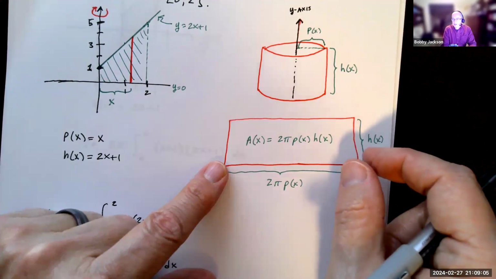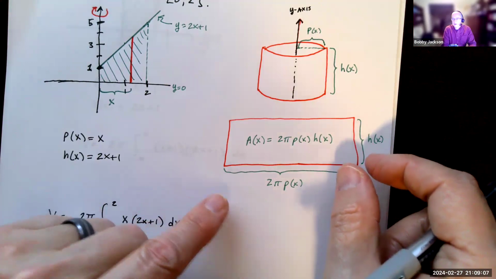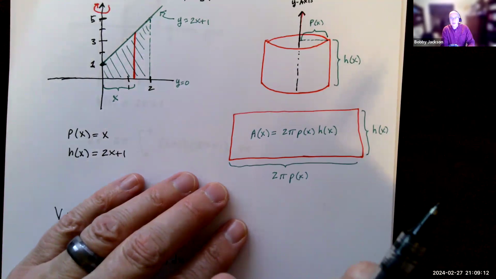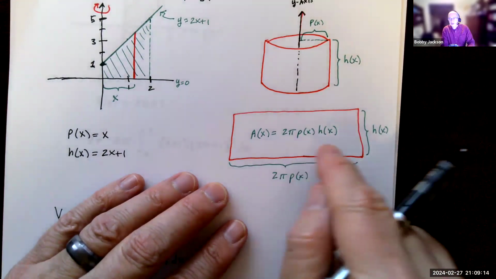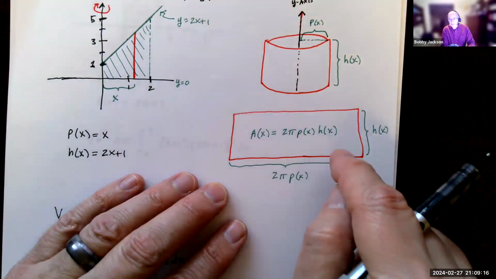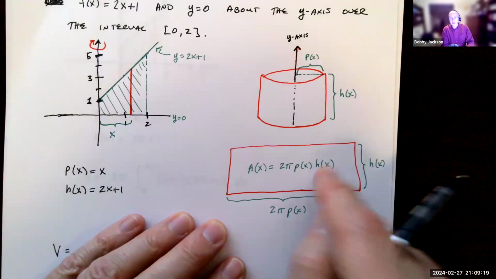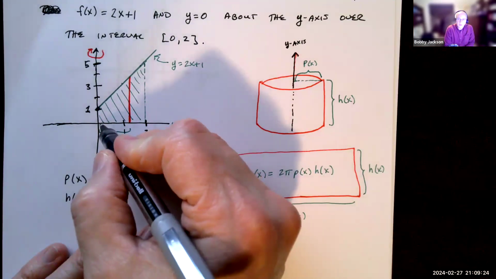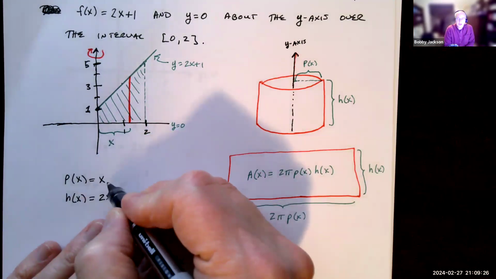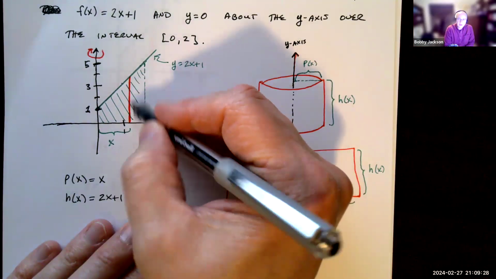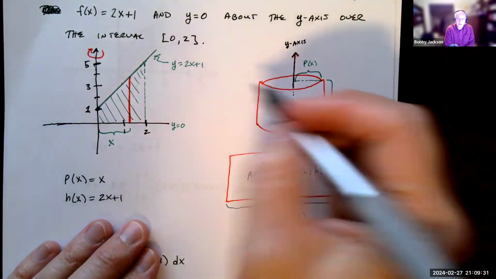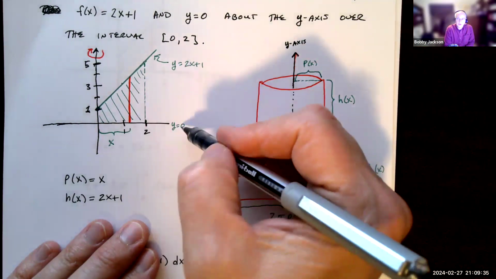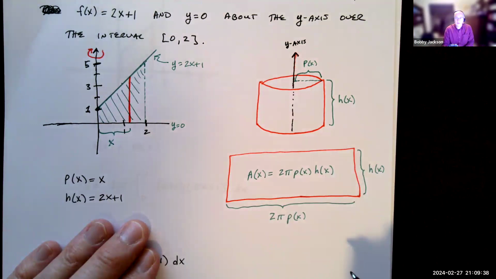Of course, there is some thickness to the shell. It's really a slab. So we have a delta x, which will become our dx. But we're just going to integrate this cross-sectional area. Now, what is p of x and h of x in this particular problem? Well, the distance from the y-axis to the rectangle, that's x. So p of x is just x. And the height of this rectangle is h of x, going from y equals 2x plus 1 down to y equals 0. So the h of x is 2x plus 1.